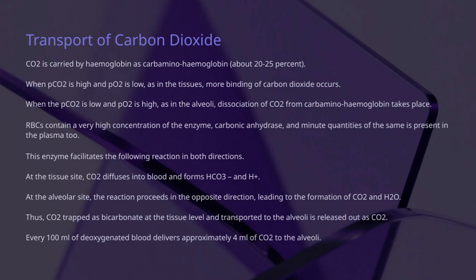When the partial pressure of CO2 is low and oxygen is high, such as in the alveoli, CO2 dissociates from hemoglobin. Conversely, in the tissues, where CO2 levels are high and oxygen is low, more CO2 binds to hemoglobin to be transported back to the lungs. In fact, about 20 to 25% of CO2 is carried by hemoglobin as carbaminohemoglobin. So, this system allows efficient CO2 transport, balancing the needs of tissues and the lungs, and maintaining overall respiratory function.